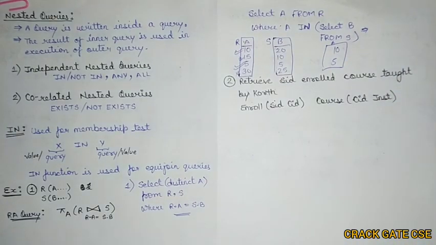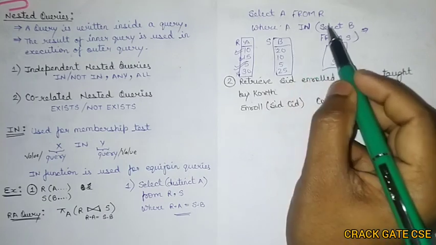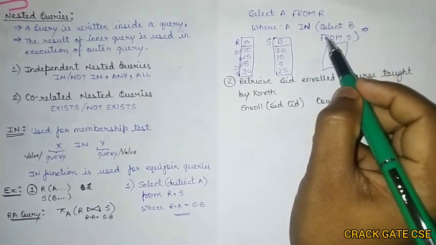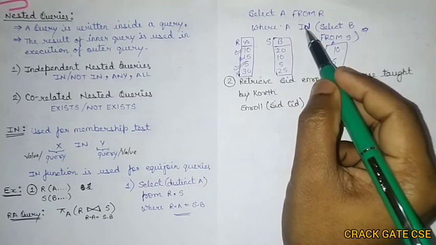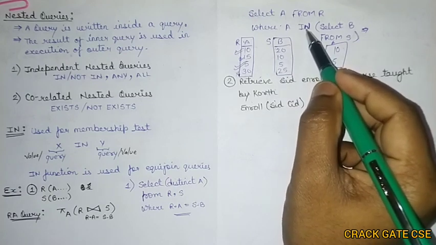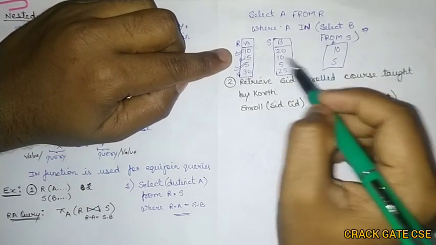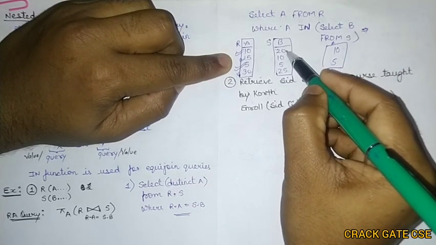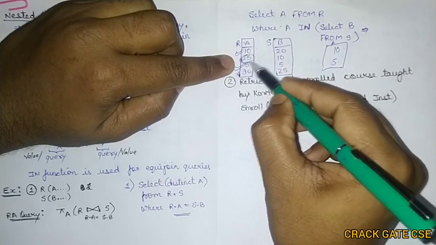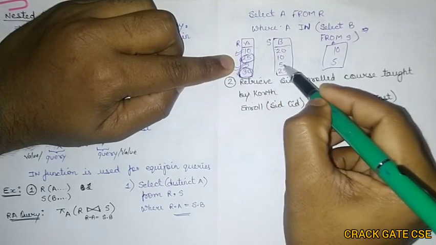Similarly, if I have to perform the operation using NOT IN, if instead of IN I write NOT IN here, that means a value should not be in this particular set. If I use NOT IN here and try to execute it, what values do we get? What are the values which are not in B? 15 is not in B, and 30 is not in B.